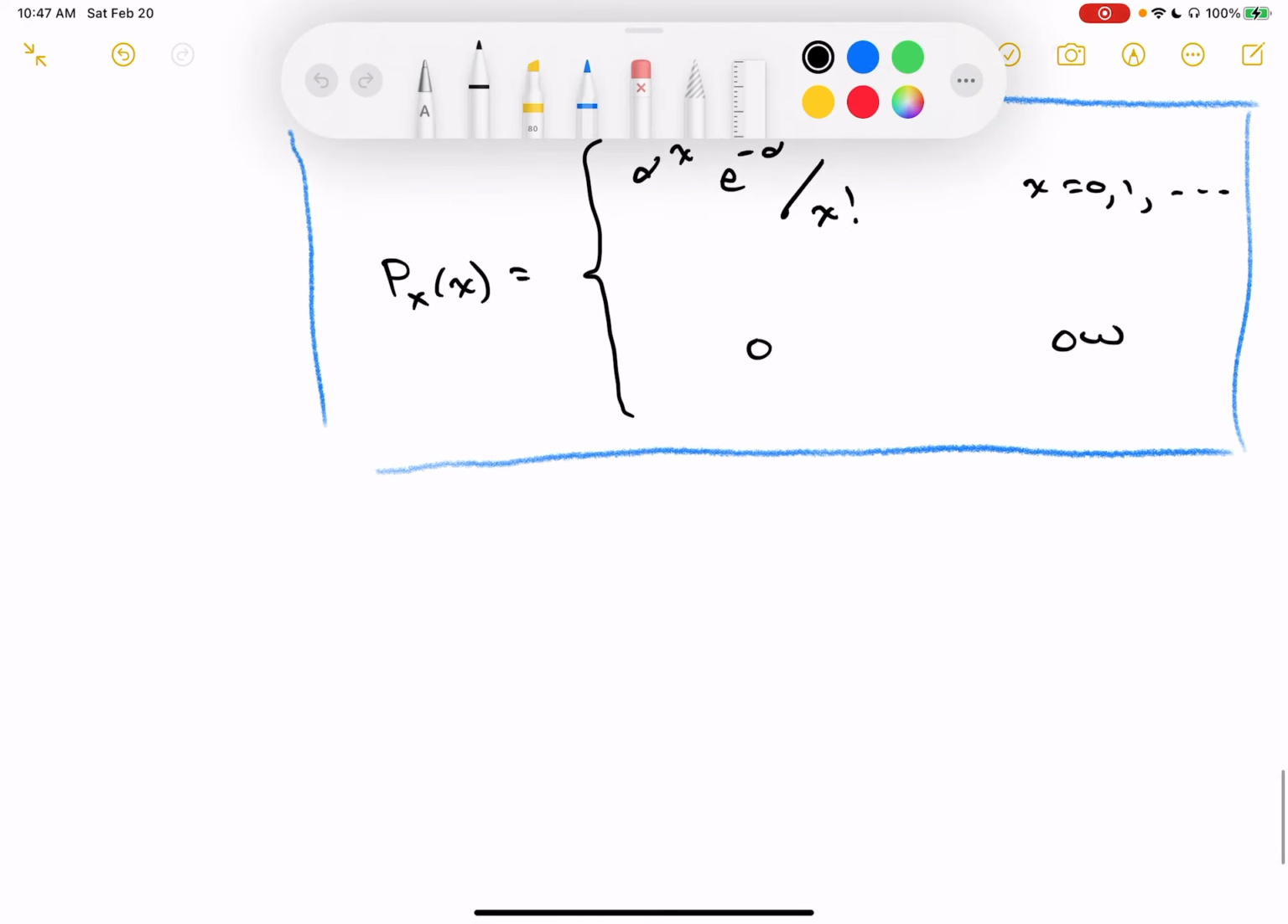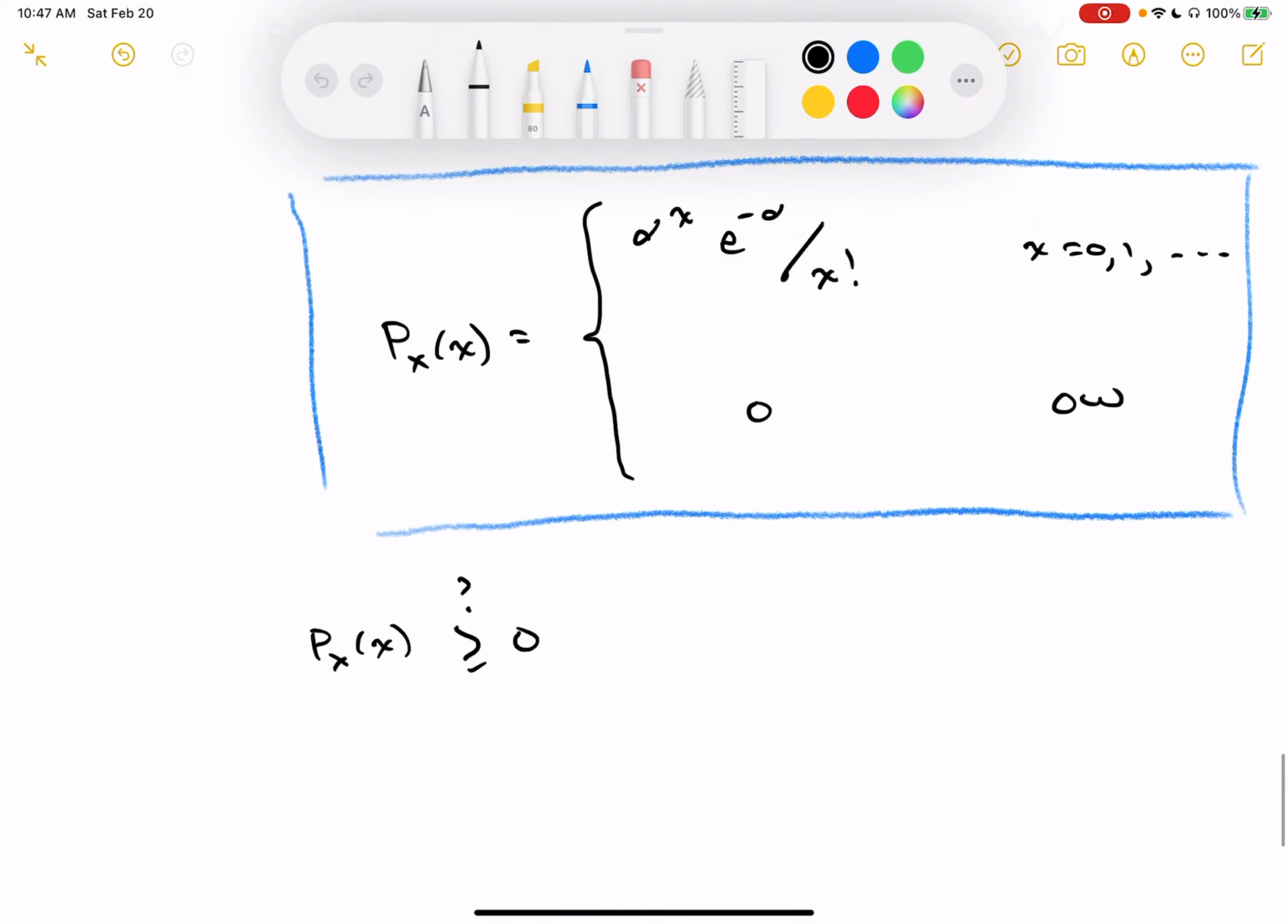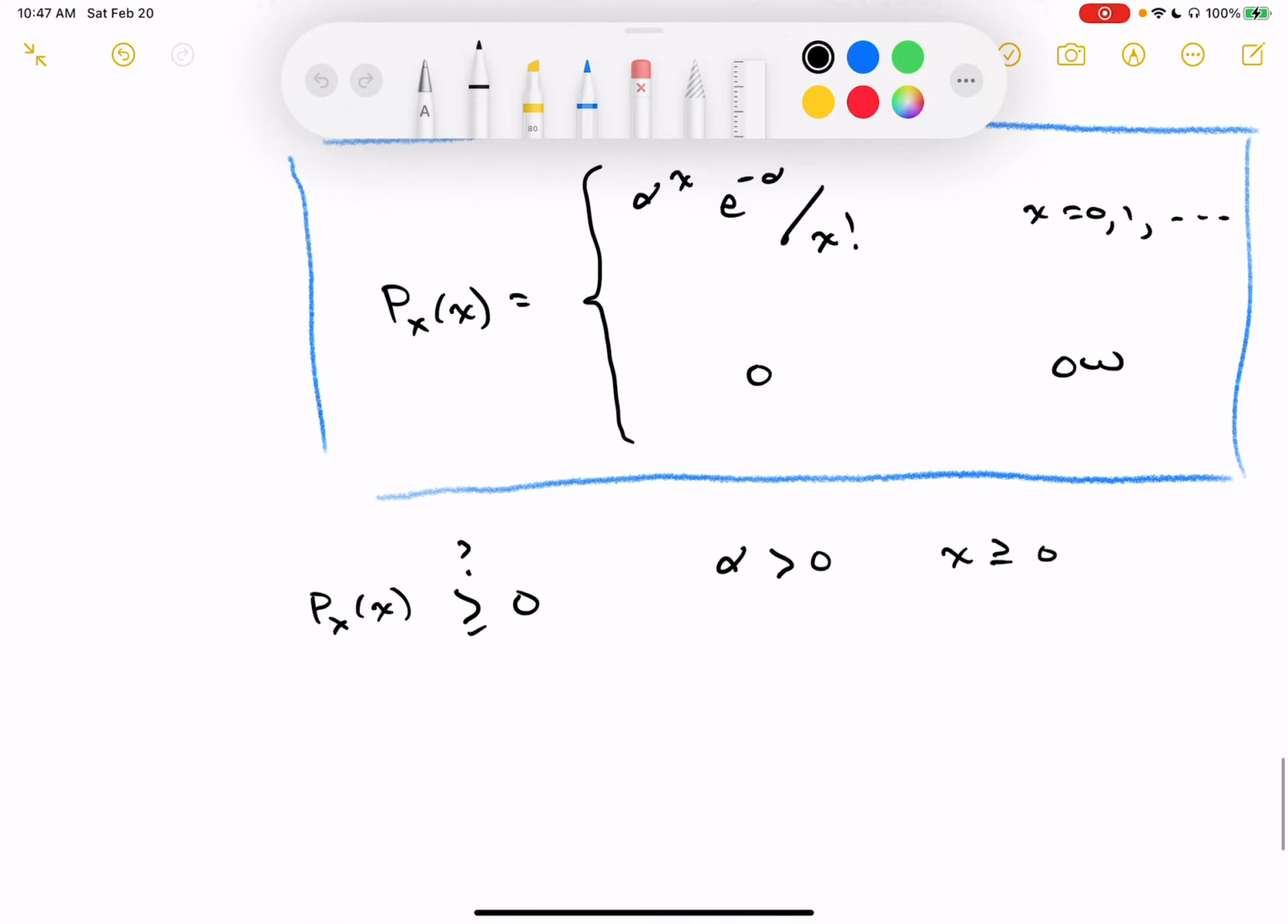So the first thing I would like to look at is, is Px of x always greater than or equal to 0? In other words, does this model ensure that the probabilities are always non-negative? Well, if we take a look at this, we have an alpha that is greater than 0. We have x, which is greater than or equal to 0. So we have two parameters. One is our random variable. One is the overall parameter for our Poisson, that alpha parameter.